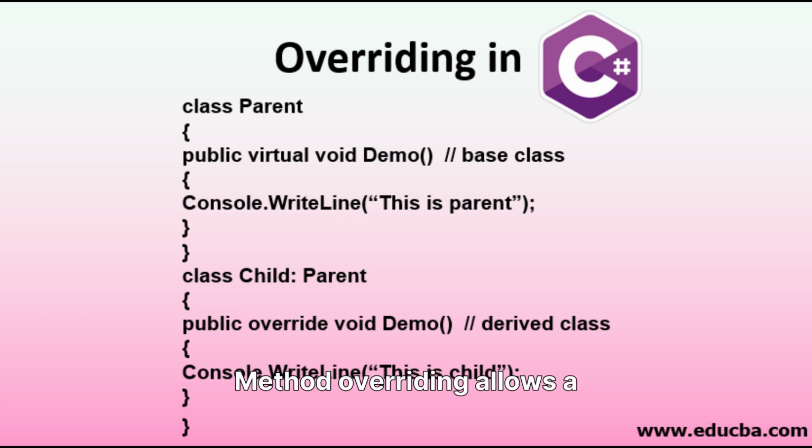Method overriding allows a subclass to provide a specific implementation for a method that is already defined in its superclass. This means a child class can change the behavior of an inherited method, tailoring it to its own unique requirements while still adhering to the base class's contract.